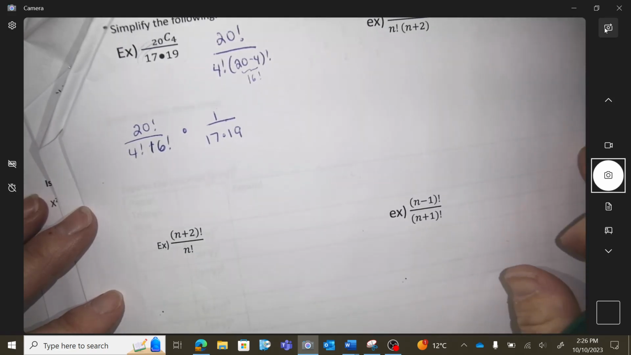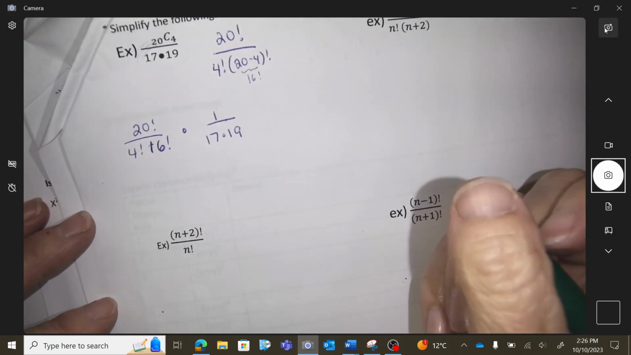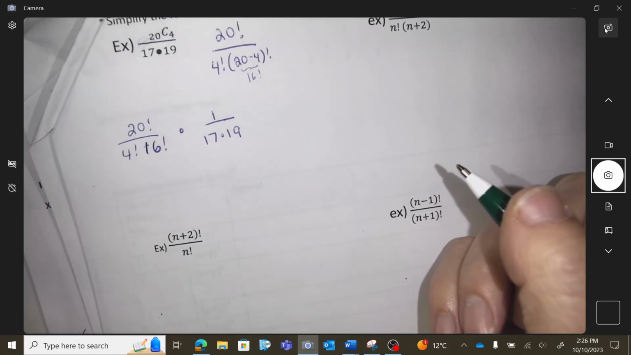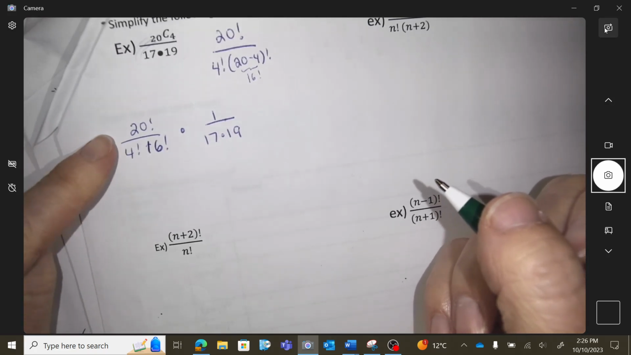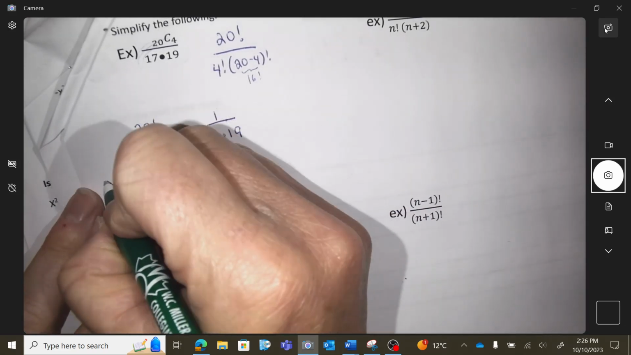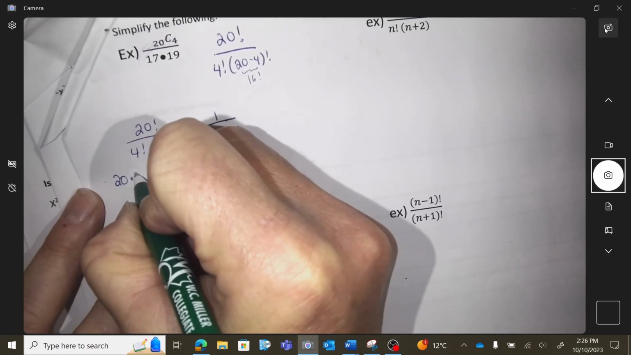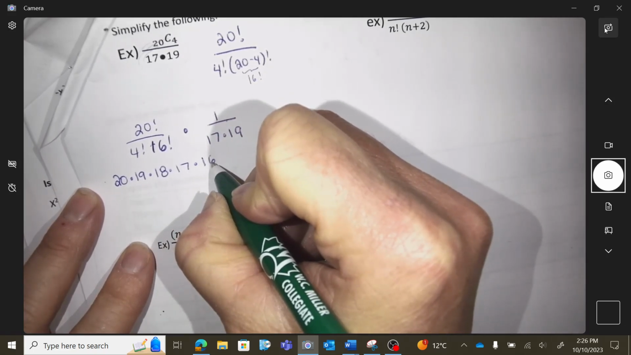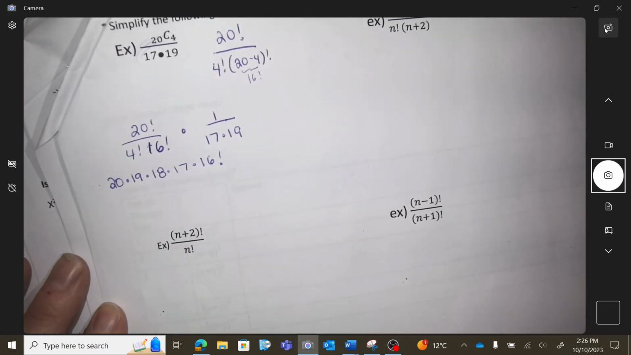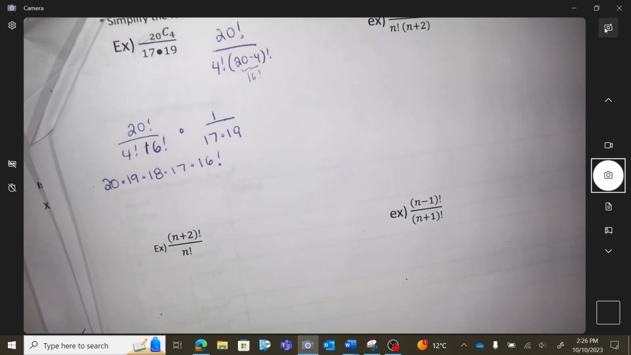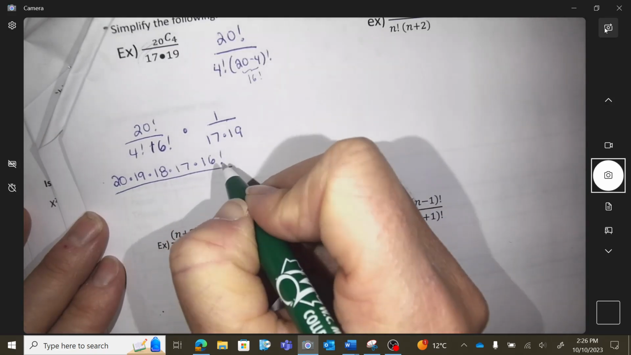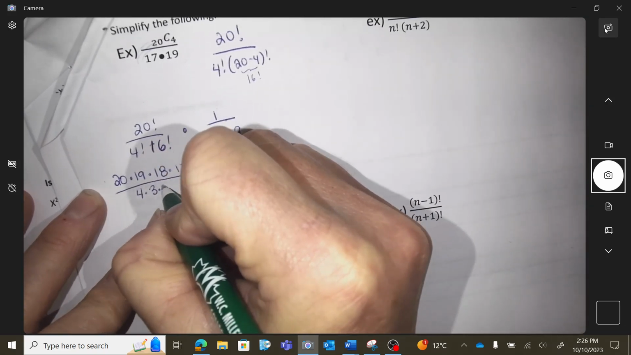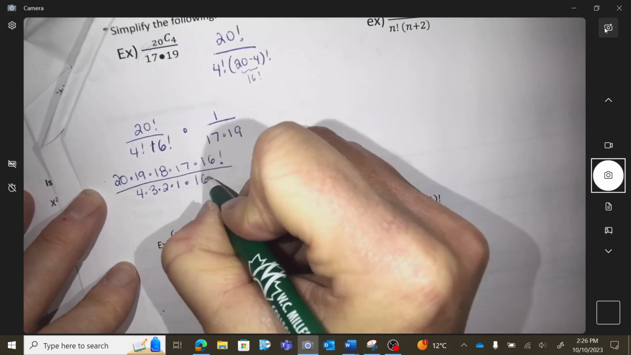Now, here's the trick with factorials. I need you to expand the larger factorials. So what would be the factorial that you would attack? I'm going to do 20. It's the largest one. So how do you start expanding a factorial? 20 times 19 times 18 times 17 times 16 and beyond. What gave me the hint to stop there? The 16 factorial at the bottom. I'm also going to expand 4 factorial: 4, 3, 2, 1. I'm going to leave 16 factorial.